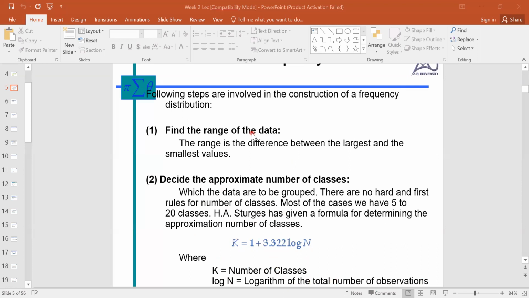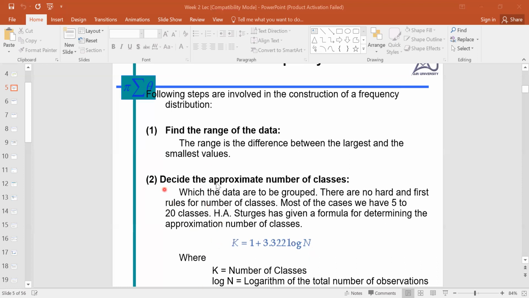So after finding the range, you have to decide about the approximate number of classes. Whatsoever answer comes after the decimal, you have to round it up for the number of classes. Like if you get the answer 5.4, you have to round it up to approximately 6, because in 5 classes we can cover the 5, but 0.4 is still missing in the 5th class. So we have to round up in case of the number of classes.